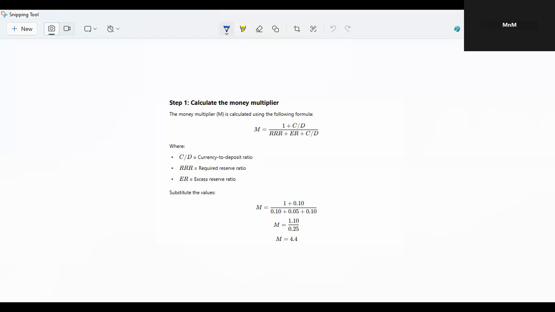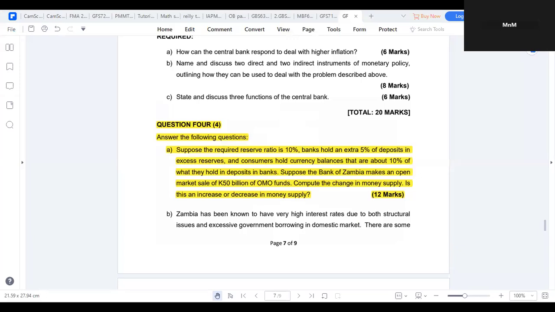Now, that's not the solution. We want to calculate whether we're going to have an excess or a deficit. So to calculate the change in the money supply, we have been given an amount of 50 billion. Remember, we've calculated our money multiplier to be 4.4. So the change in money supply due to the open market sale is 50 billion.